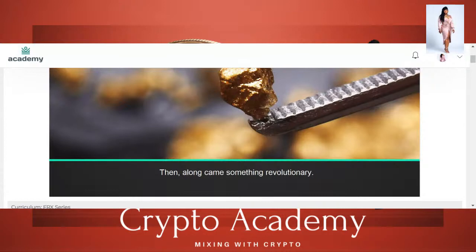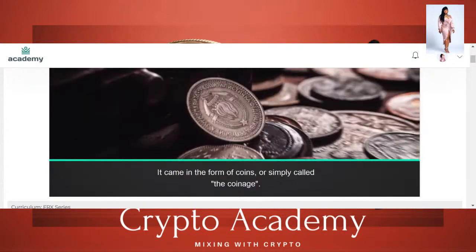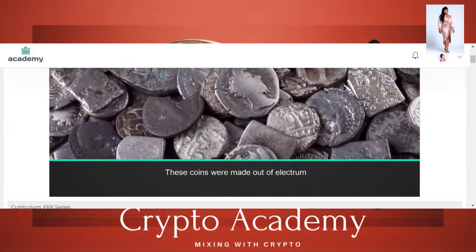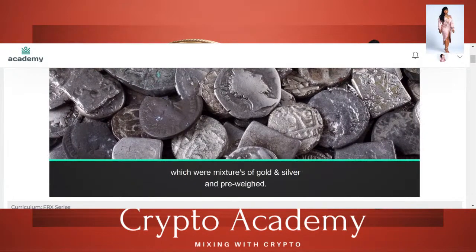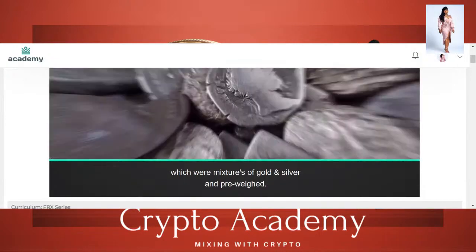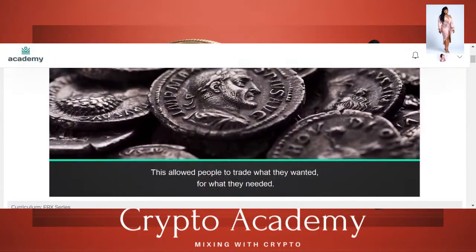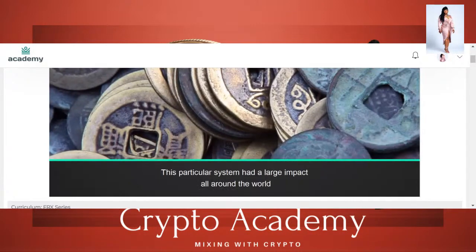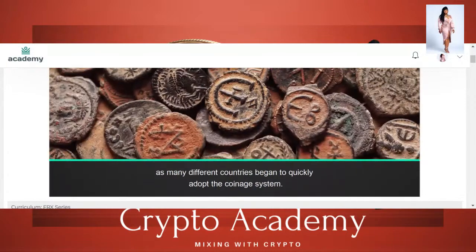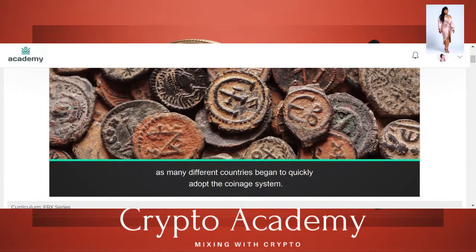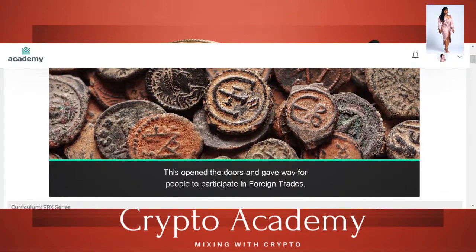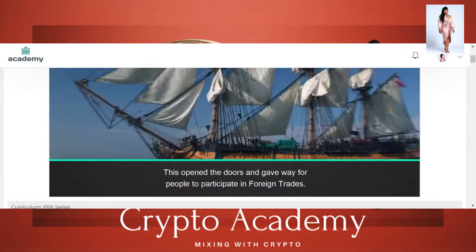Then along came something revolutionary. It came in the form of coins, or simply called the coinage. These coins were made out of electrum, which were mixtures of gold and silver and pre-weighed. This allowed people to trade what they wanted for what they needed. This particular system had a large impact all around the world, as many different countries began to quickly adopt the coinage system. This opened many doors and gave way for people to participate in foreign trades.